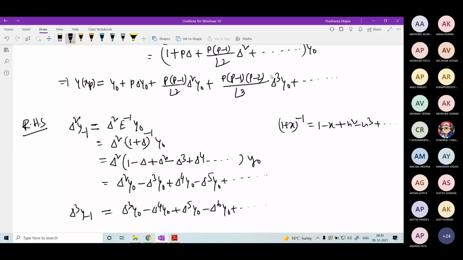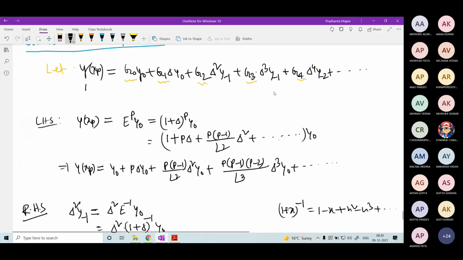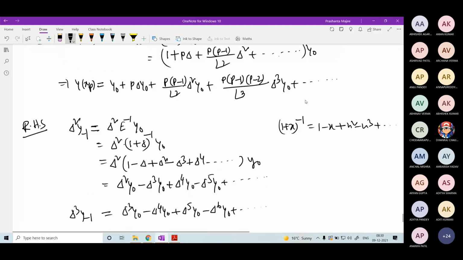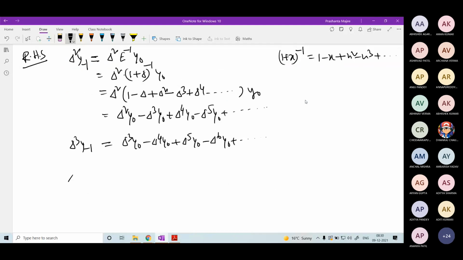Similarly, what will be the fifth term? Fifth term is del 4 y minus 2. That you will have to express in terms of y naught. I will not be doing any more simplification. Del 4 y minus 2 will be again del 4 into 1 plus delta power minus 2, of y naught.